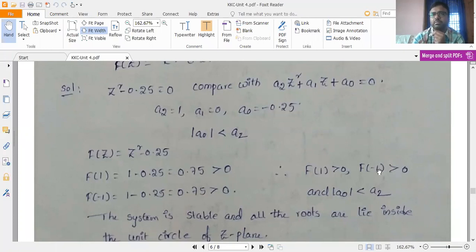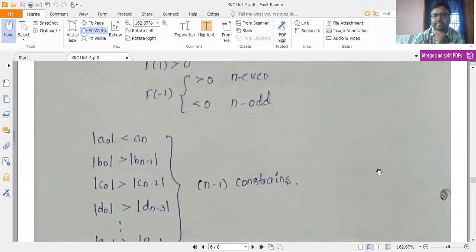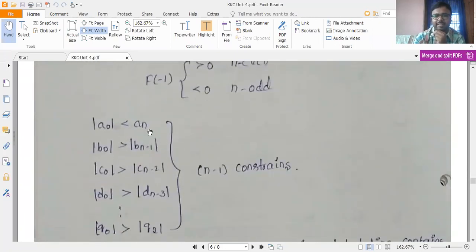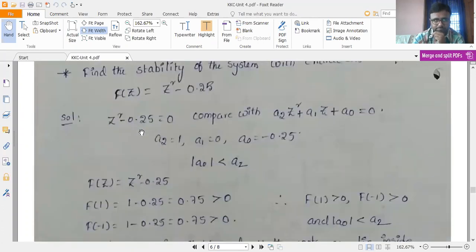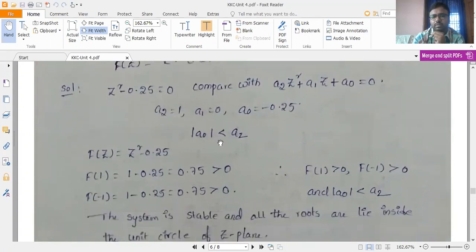After that you have to check the constraint condition, that is, modulus of a0 should be less than an. Here n is nothing but the order of the equation, that is 2. Therefore, a0 value is modulus of 0.25, that is 0.25, which is less than 1.